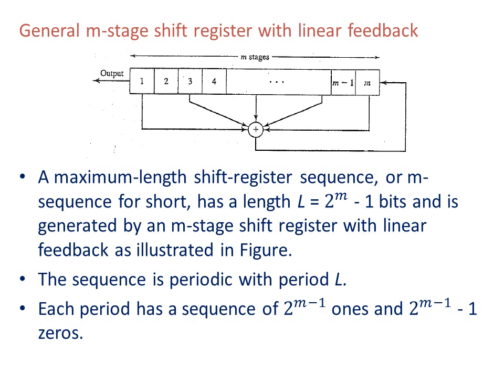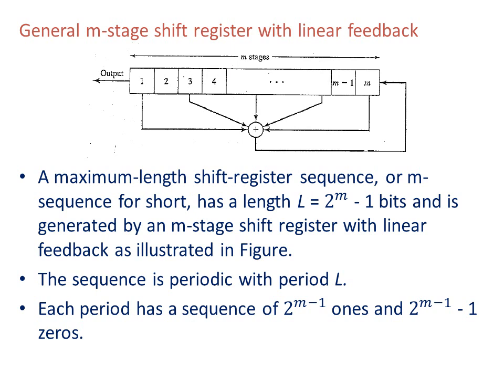The next topic is M stage shift register with linear feedback. The figure shows the shift register of M stages with linear feedback. Here some stage outputs are XORed, that is, modulo 2 addition is performed and given as input to the first stage. And after 2 to the power m minus 1 shifts, we get the maximum length sequence. A maximum length shift register sequence, or M sequence for short, has a length L equal to 2 to the power m minus 1 bits.